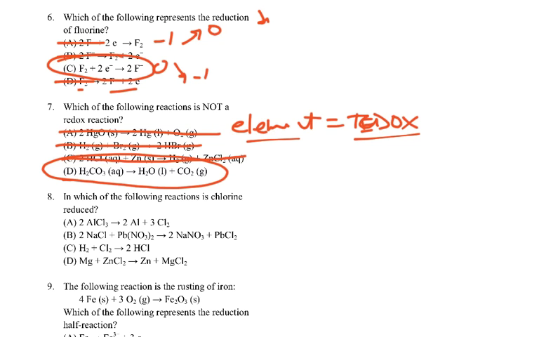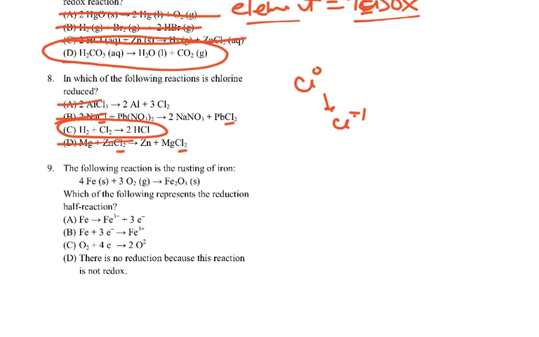Okay, number 8. In which of the following reactions is chlorine reduced? We need chlorine to go downward, probably from 0 to chlorine -1 because that's what it forms. So here's chlorine in a compound. That's -1 going to 0. That's up. Here's chlorine in a compound, -1, and in a compound, -1, so that's neither. Here's chlorine neutral becoming chlorine -1 in its compound. That's our answer. And here again, chlorine in a compound is -1 on both sides, so that's neither. So it's answer C.